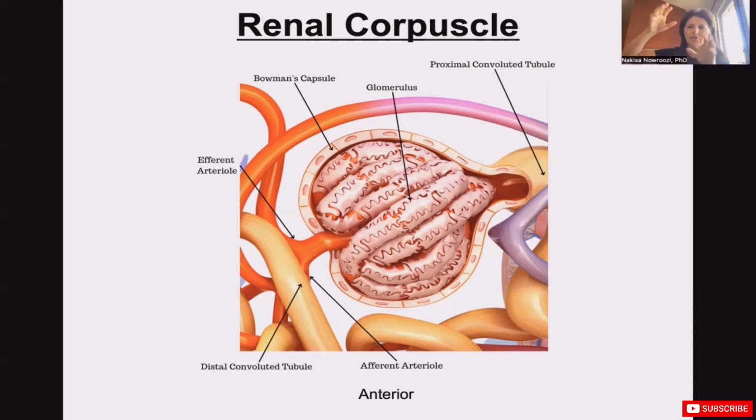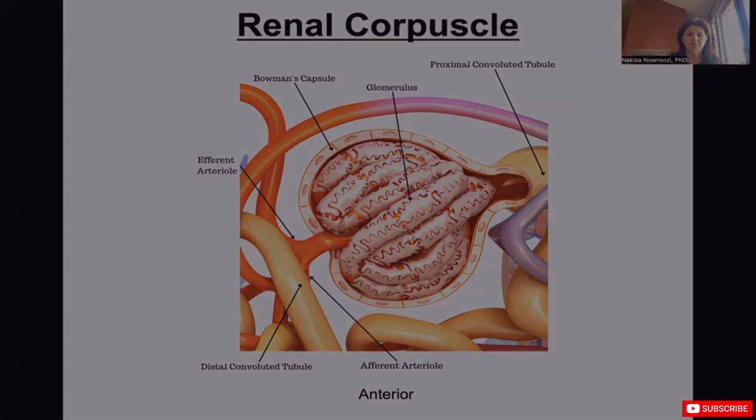Distal goes down. You actually, from proximal, you go down to loop of Henle and then come back to the distal, which is very close to the renal corpuscle as far as proximity goes, but it's really far because we went long distance to get to it. That's why it's called distal convoluted tubule.